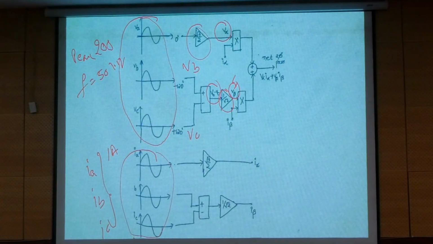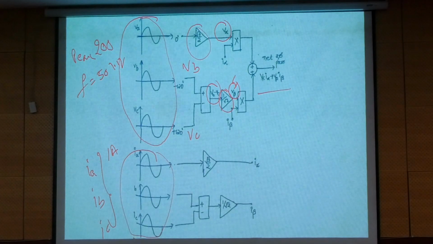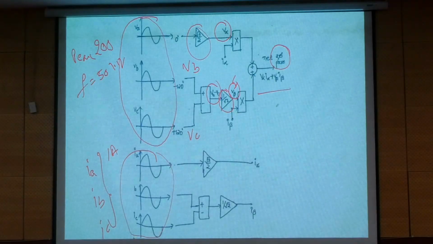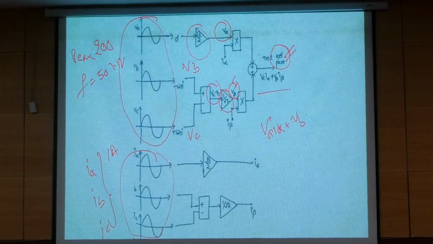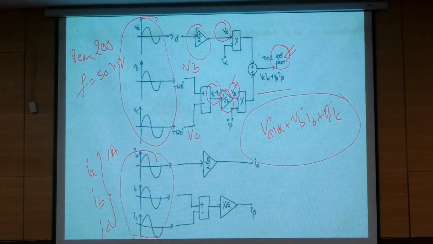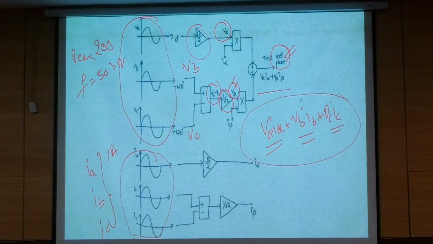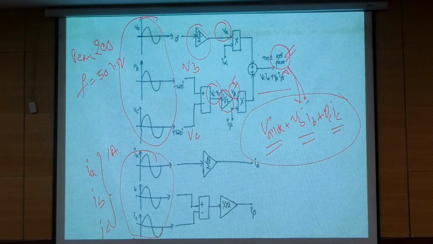Solve this block, then you will get, see, if you add V alpha into I alpha plus V beta into I beta, you will get net power in two phase. And see, VA, IA plus VB, IB plus VC, IC, if you add the A phase power, B phase power, C phase instantaneous power, this power and this power both will match. That result you have to show before closing today's session. Do fast.